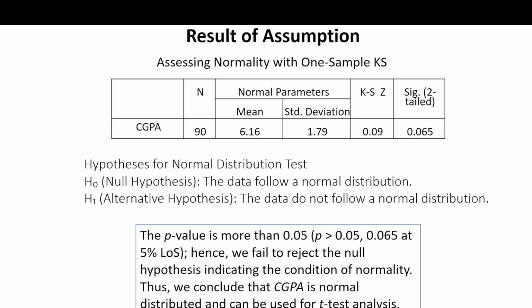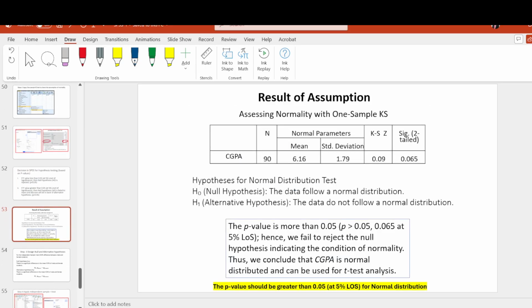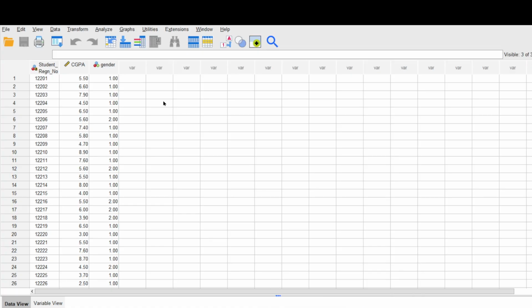So the p-value should be greater than 0.05 at the 5% level of significance for a normal distribution. In this case, the first task is to check the normality by applying the one sample KS test on the dependent variable. And after that, we apply the independent sample t-test on our data sheet.